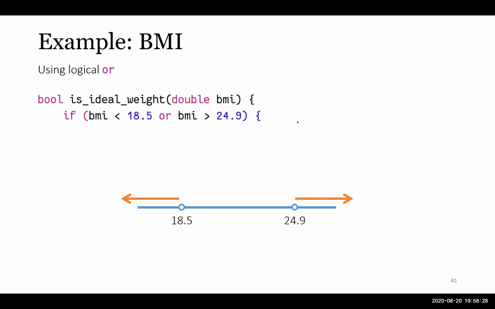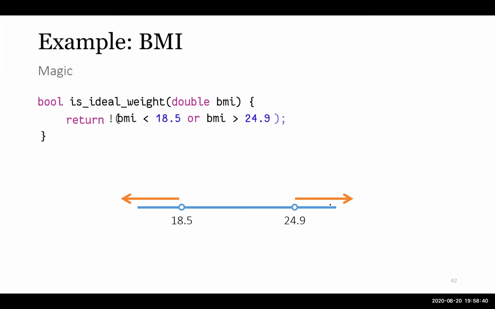Using logical OR means if BMI is less than 18.5 or BMI more than 24.9, so basically it's outside. So this is false, else this is true. Again, you can make it this way: return not this. This one is a bit more confusing, but go back and think about it. I don't recommend this. It's a little bit confusing because the negation thing tends to mess around with our minds. But sometimes people like to write this.